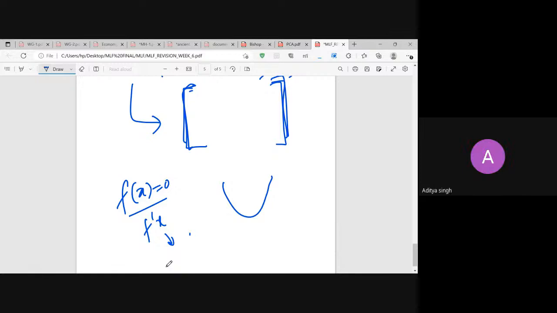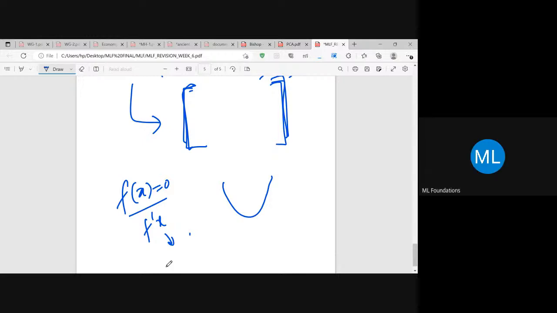Sir, if it is negative, then it's maxima, and if it's positive, then it's minima, and if it's zero, then it's saddle point.